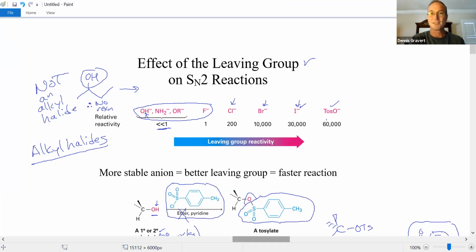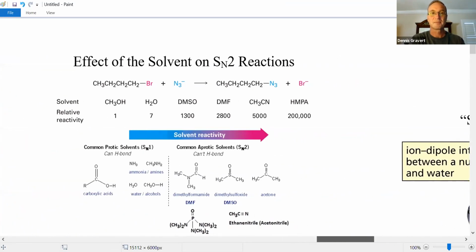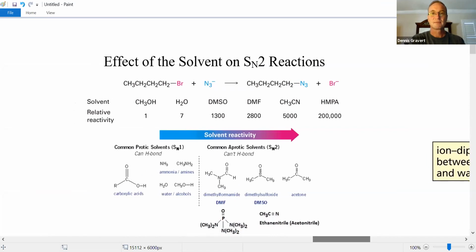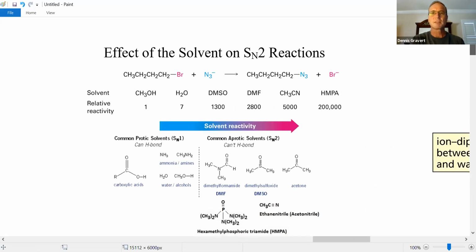Fourth factor is a solvent. Last one. So let's move this here. Can I make this bigger? That's going to be too big. Sorry, font's pretty small. Sorry about that.